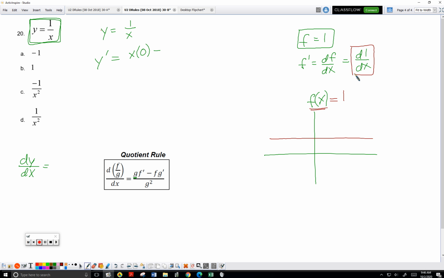So d of f means what's the tangent slope of that? In order for it to have a tangent slope, it would have to have an x in there. Well, let me say it back to you a little bit differently. This does have a tangent slope. It's just that its tangent slope is 0. You are correct.